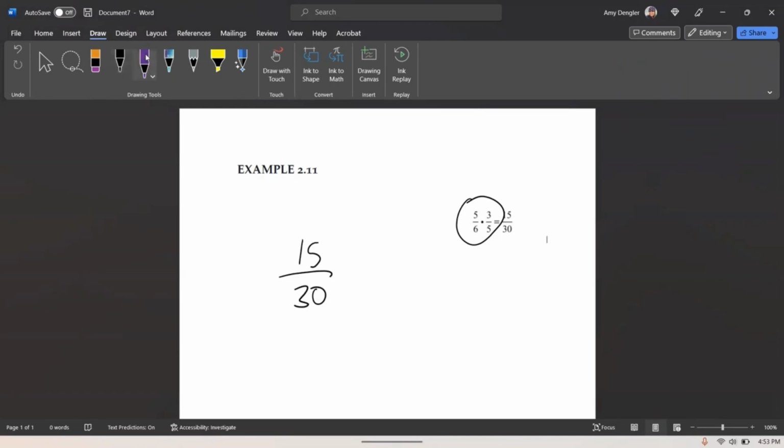So let's try to divide 15 into these. So 15 divided by 15 is 1, and 30 divided by 15 is 2. So the answer is 1/2.